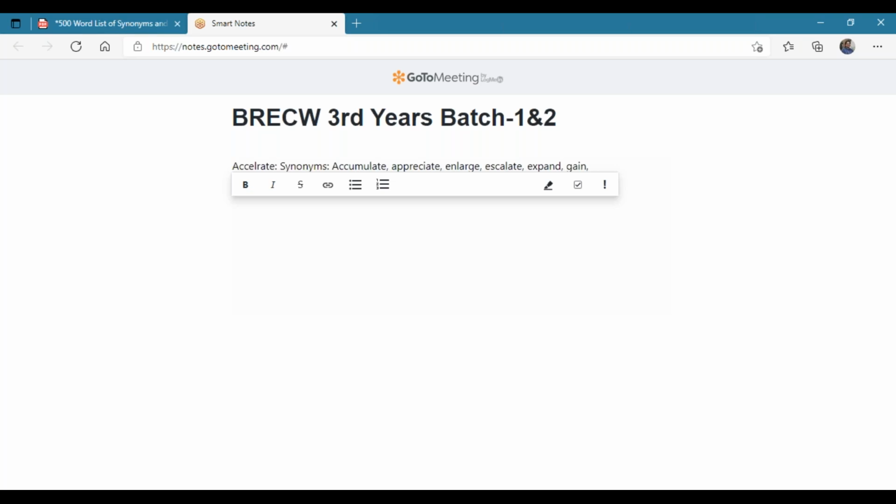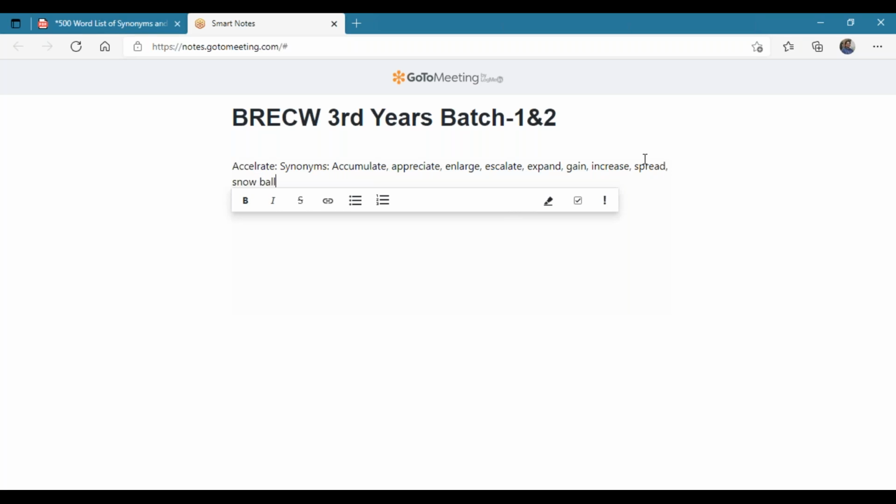gain, increase. See, synonyms means it can be a word or a group of words which may not give you 100% exact meaning, but they will suit that word. So don't get confused by escalate, because you may doubt how escalate can be a synonym to accelerate. But escalate also means to increase in volume, number, amount, or intensity. So escalate also means to increase. Spread. There is also another word called snowball. Wax, swell, all these are synonyms to accelerate.